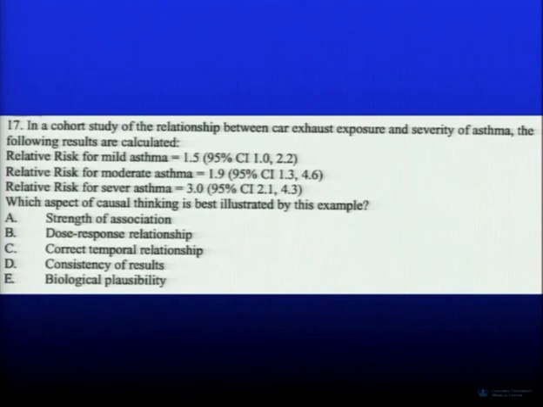Here is a cohort study, and we're looking at the relationship between car exhaust exposure and severity of asthma. These are the results that you got. The relative risk for mild asthma was 1.5, moderate asthma 1.9, and severe asthma was 3.0. Which aspect of causal thinking is best illustrated by this example? It's B, right? It's dose response. As you go from mild to severe, what is the relationship? It's stronger at the more severe disease. So the answer there is B, dose response relationship.